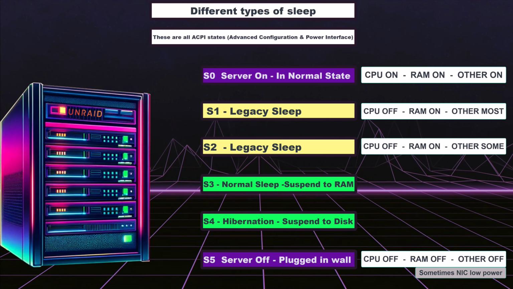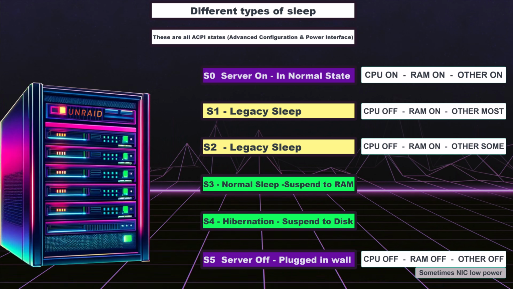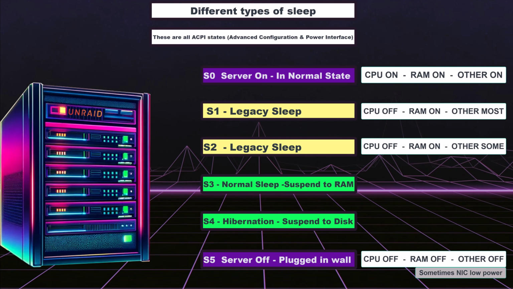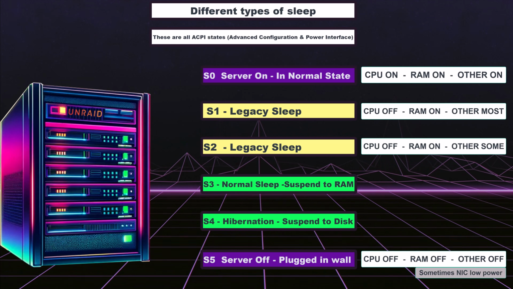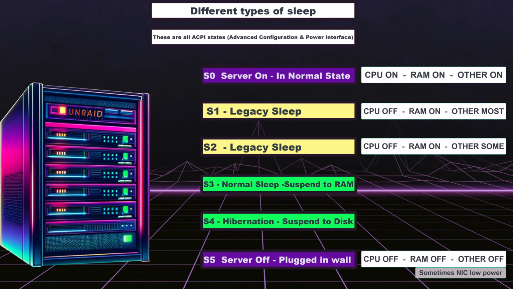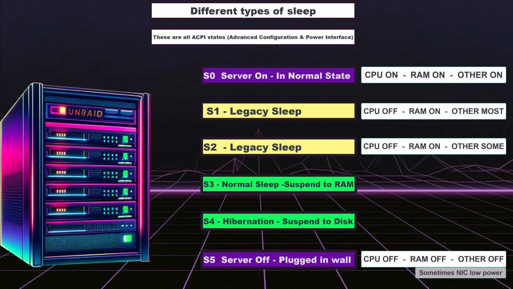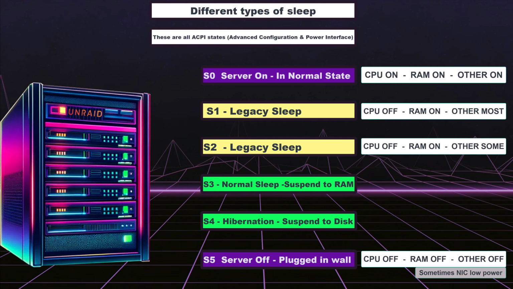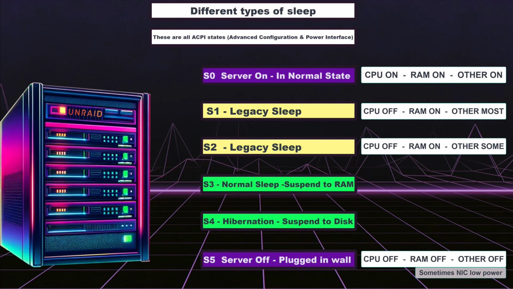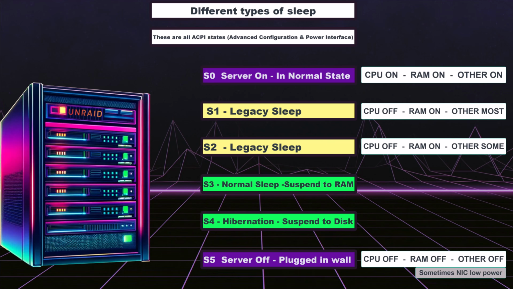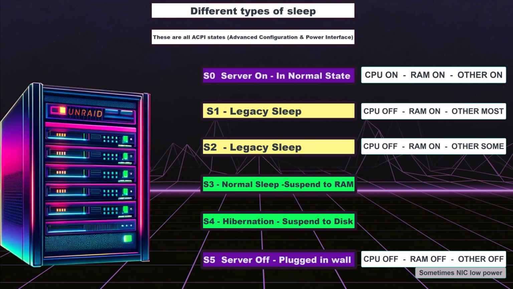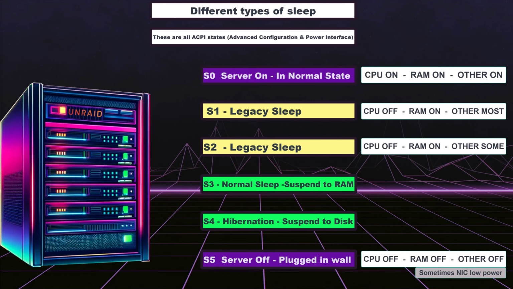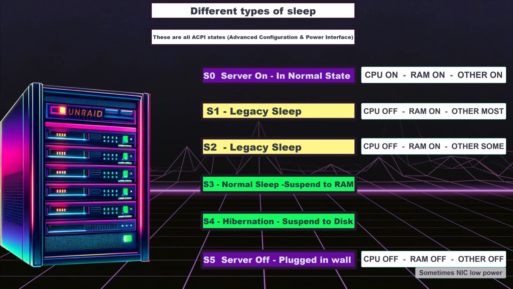So in both S1 and S2 states, the CPU stops executing instructions, but the memory remains powered. And in S2, there's more components that are powered down than there is in S1. That's the basic difference between these two. So now from the mid 2000s to late 2000s, we didn't really see much of the S1 and S2. As technology got better and power management got better, we started seeing S3 and S4.